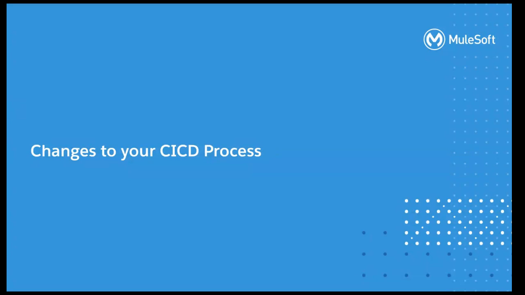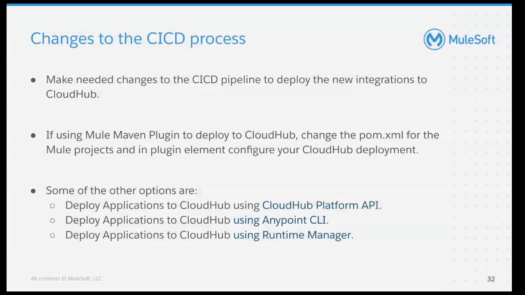Now comes the CI/CD process. When you had your on-prem systems, you probably had a CI/CD setup, but you will also need to create a new CI/CD or probably make changes to the existing CI/CD to accommodate the CloudHub deployment.